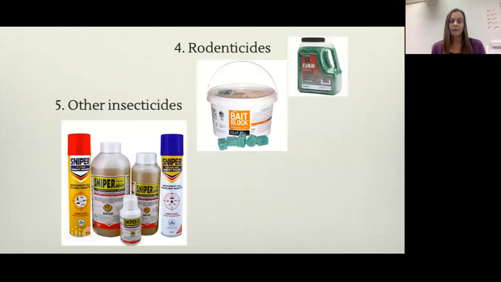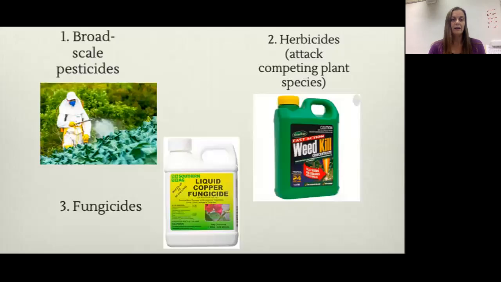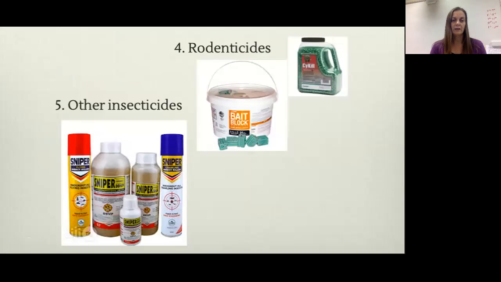And then we have rodenticides. So those are things that kill rodents. So things like rabbits and moles and voles and gophers, things that damage crops. And then you have all your other insecticides, and those might be targeted at specific insects. So your broad scale pesticides frequently have both an insecticide and an herbicide in them. They might be just one or the other. Okay.